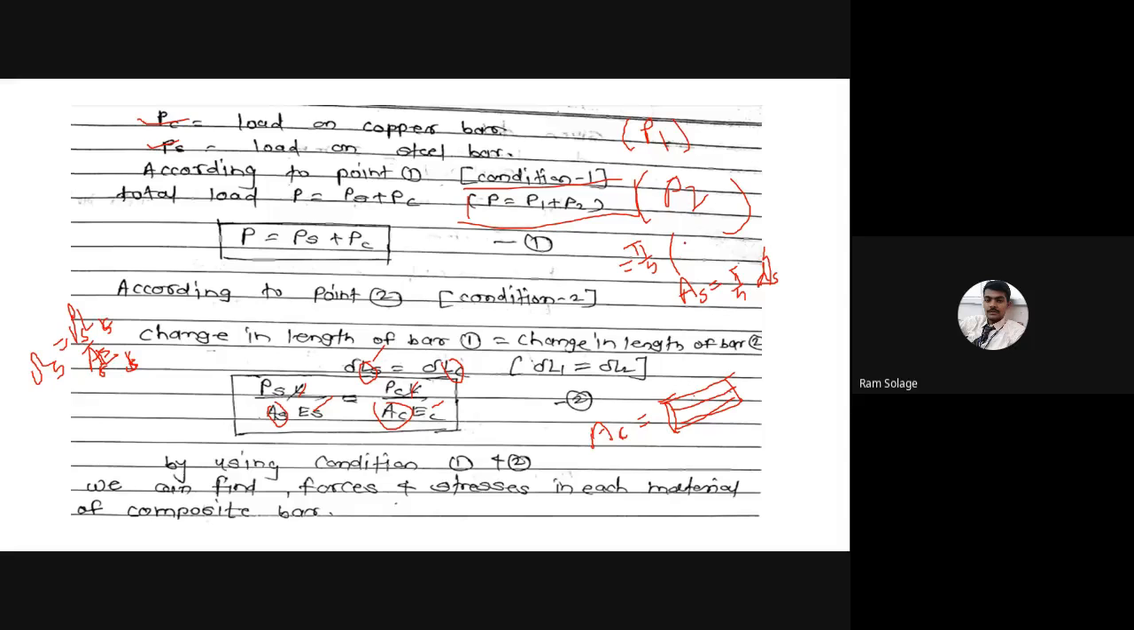Pi by 4 D0 raised to 2 minus pi by 4 into Di raised to 2. Take common pi by 4. What is the answer? That is pi by 4 into bracket D0 raised to 2 minus Di raised to 2. With the help of this formula, we can calculate the area of tube.